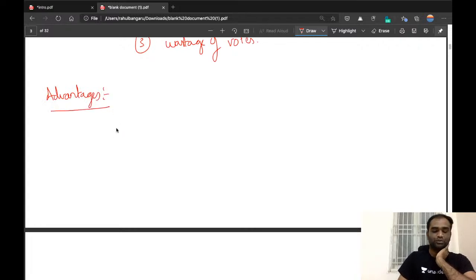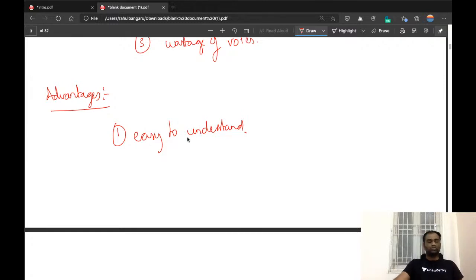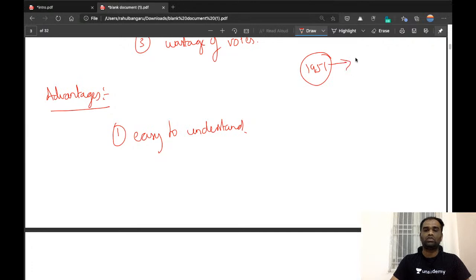See, even though the first past the post system does not represent the interest of minorities, it is very easy to understand. One of the main reasons why it was adopted is that in 1951, when the first election was conducted, the literacy rate in the entire country was around 15 to 17%. Indians were very uneducated.